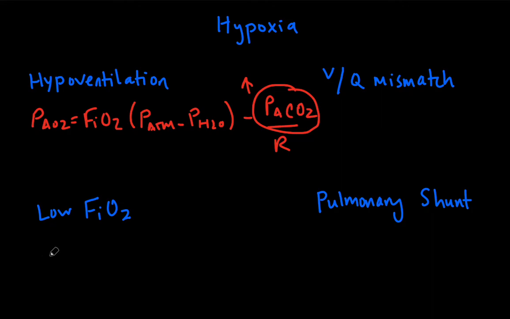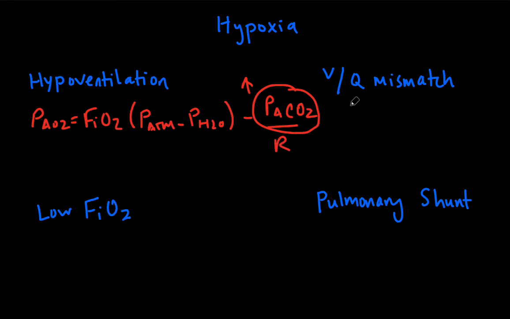Next on the list is the low FiO2. Using the same equation, we see here FiO2 is being multiplied by the difference between the barometric pressure and the pressure of water. So if you have a low FiO2, this multiplied by this factor right here is going to result in a low alveolar oxygen.